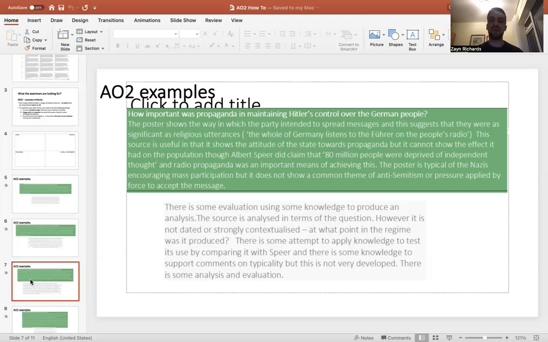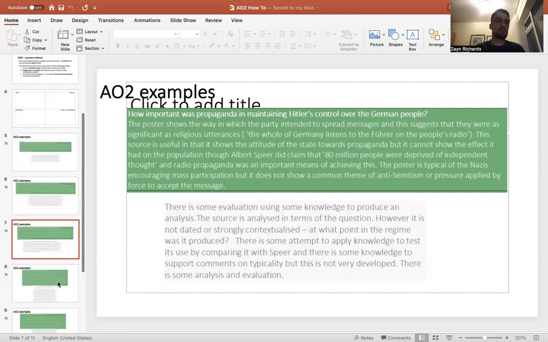But here, what's lacking is there isn't enough provenance. Where the exam board says in their feedback, however, it is not dated or strongly contextualized, at what point in the regime was it produced, there's a lack of consideration of the provenance of the source. So the reason why this would get level 3 is because they do try and use their own knowledge, Albert Speer, to contextualize the source, but there's no consideration of provenance in any detail, and therefore it cannot go any higher.